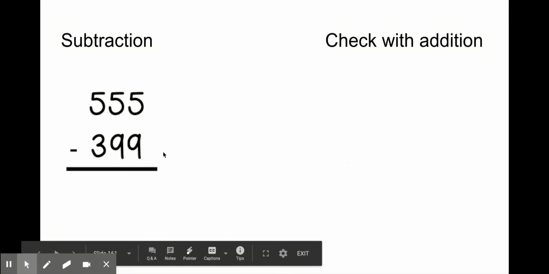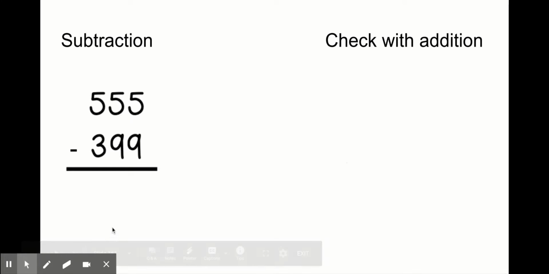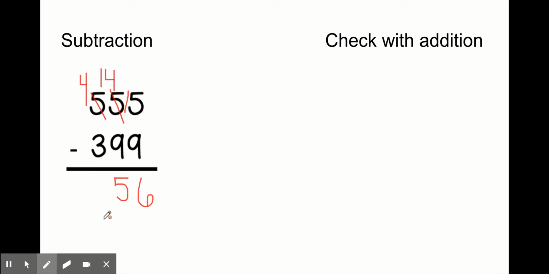Now we're going to subtract. 555 minus 399. I cannot subtract 9 from 5, so I need to borrow. I'm taking from the tens and regrouping, so I have 10 ones. 15 ones minus 9 ones is 6 ones. Can I take 9 from 4? No, so I'll need to regroup again. 1 less hundred is 4 hundreds. If I take 100 and make it into tens, I get 10 tens. 14 tens minus 9 tens is 5 tens. And then I subtract my hundreds. 4 minus 3 is 1 hundred.